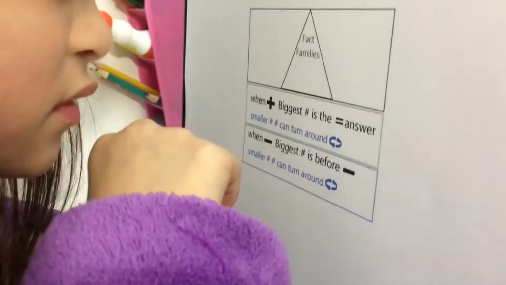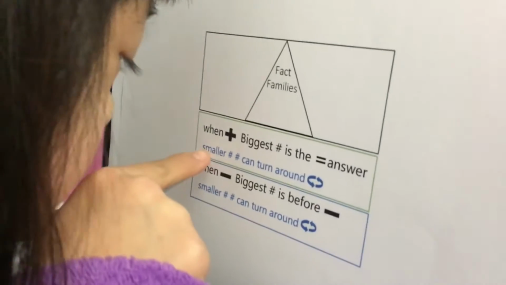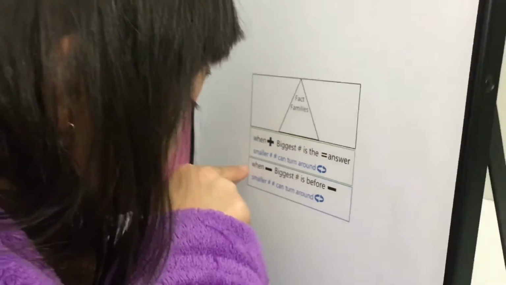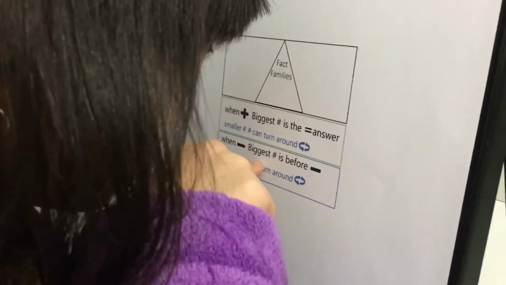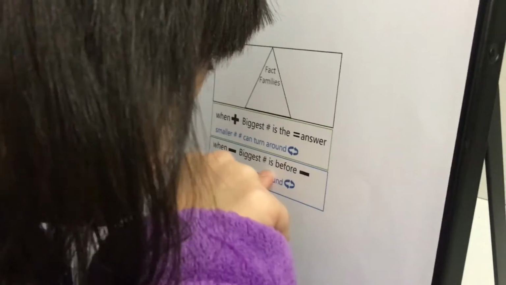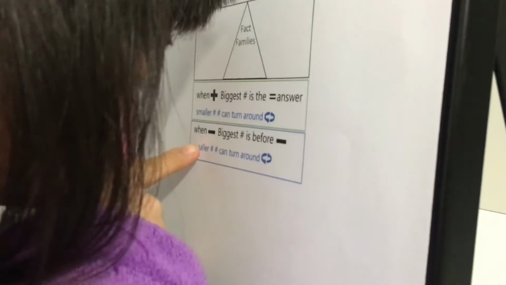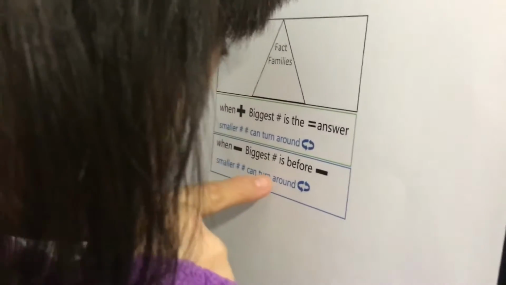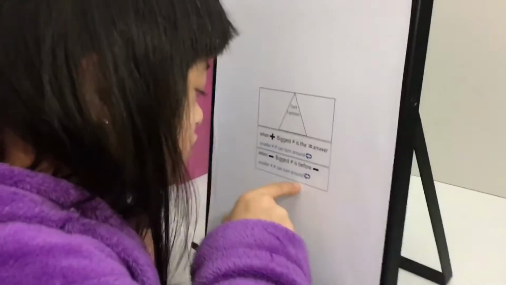This visual is broken into 2 learning parts. First, Allie would recite the visual and practice until she recognized where the biggest number goes in an equation. Then, Allie would practice turning the smaller numbers around. The number is before the minus. Smallest numbers can turn around. Good knowing your fact families.